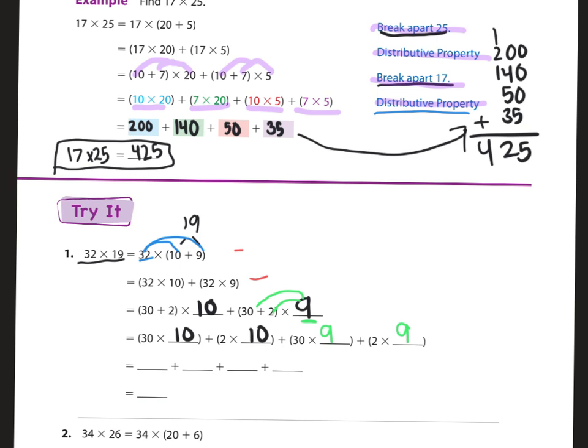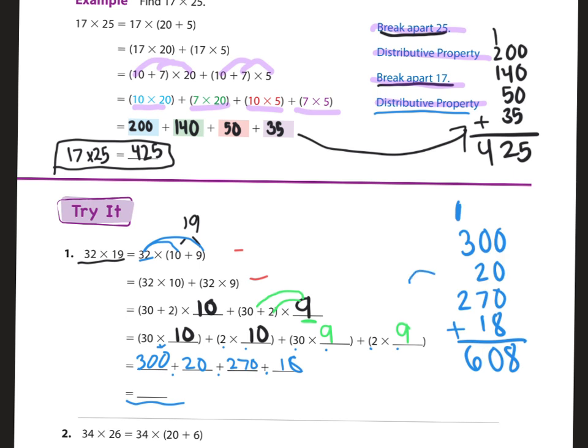Let's see. 30 times 10 is 300. 2 times 10 is 20. 30 times 9 is 270. And 2 times 9 is 18. I now have to add to find my final answer.